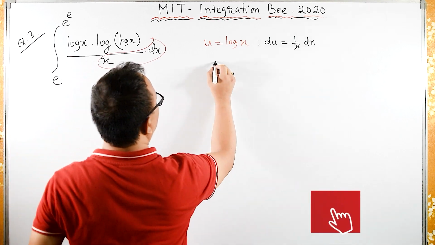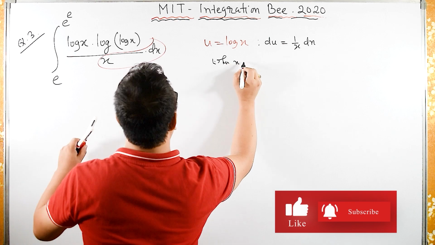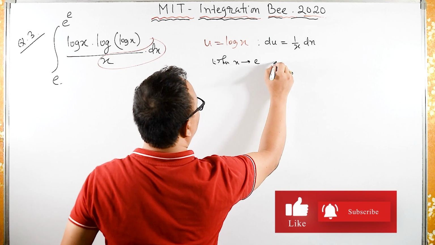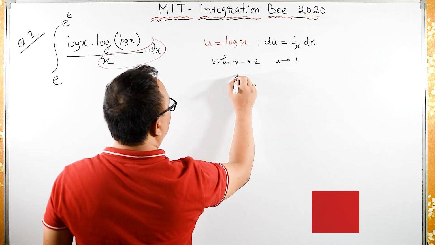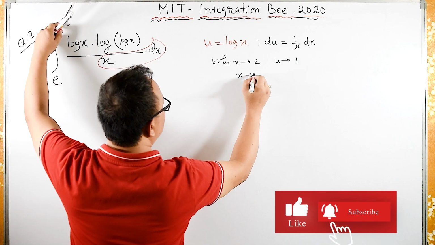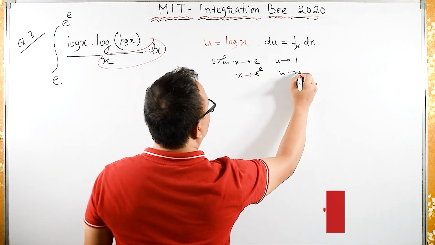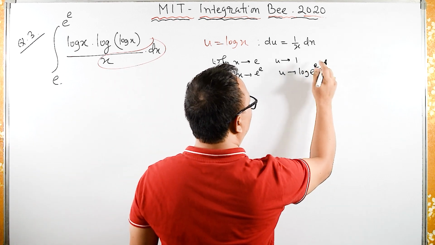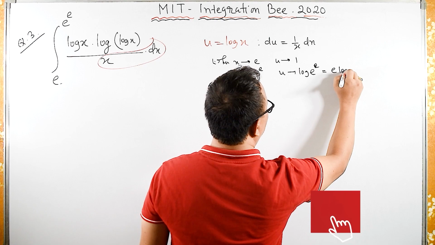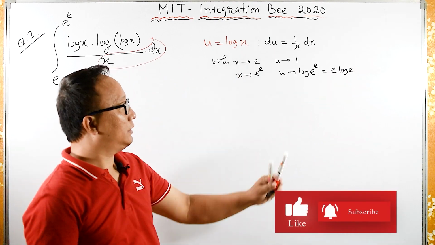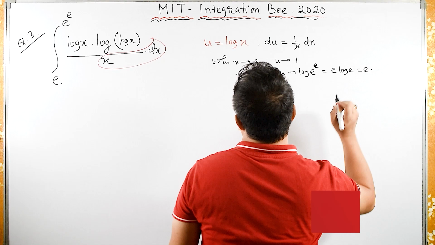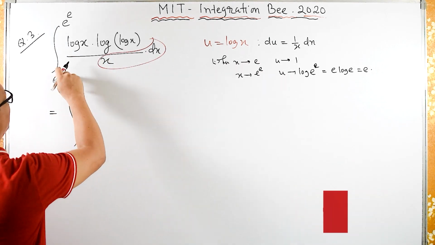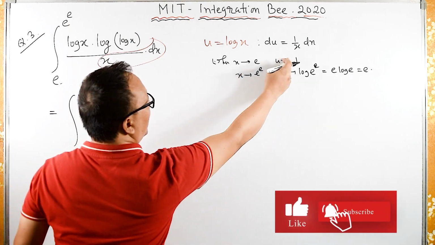Let's change the limits. When x tends to e, log e is what? 1. Therefore u tends to 1. And when x tends to e raised to e, then u tends to log of e raised to e. So the exponent e I can bring down, so it's the same as e into log e. Log e is 1, therefore it equals e. So this integral, e to e raised to e, limits become 1 to e.